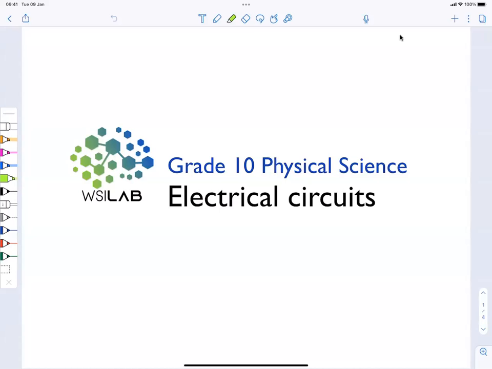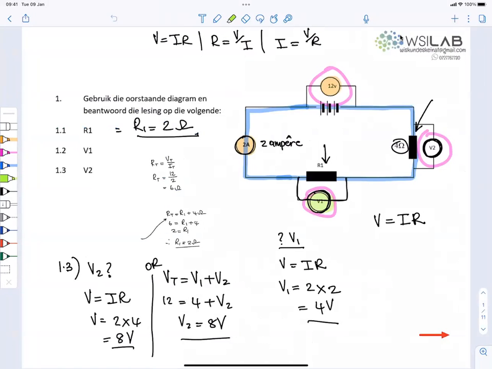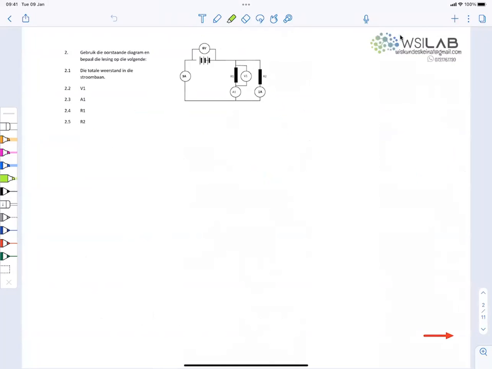But I'm going to make you do some of the circuits. Just see if you are ready. Okay, we've done all the basics. We've done this example. Okay, there we go. I want you to quickly draw that electrical circuit there.